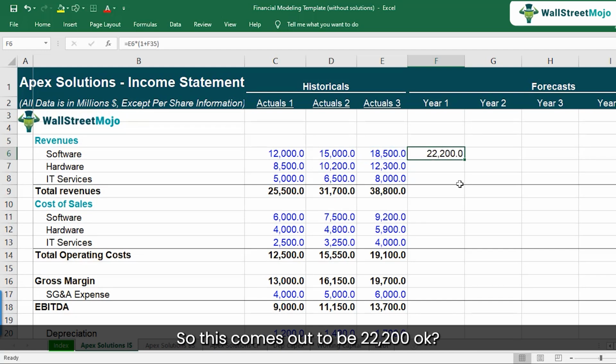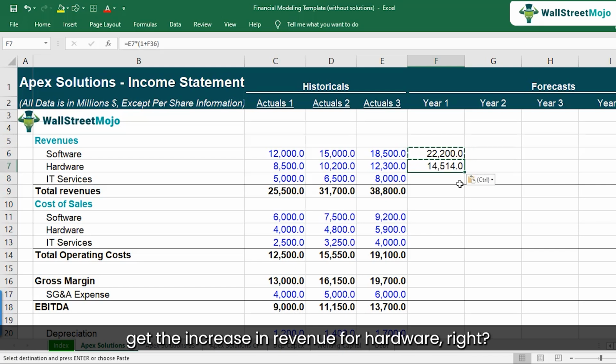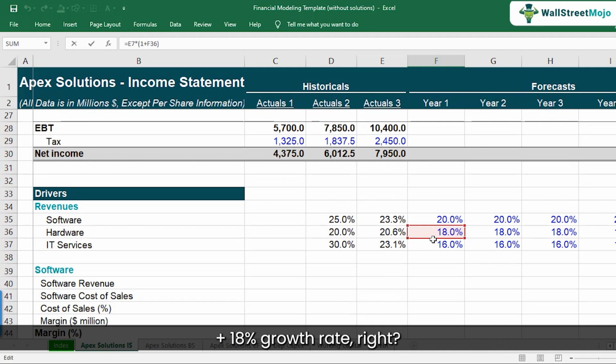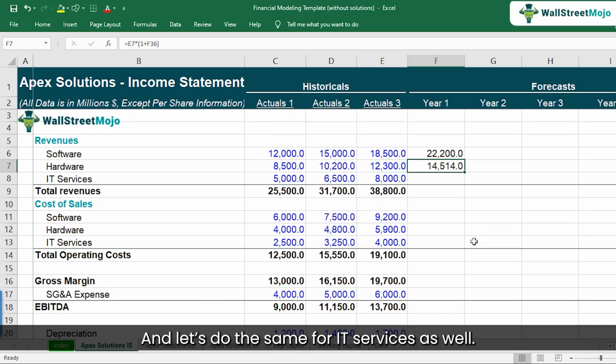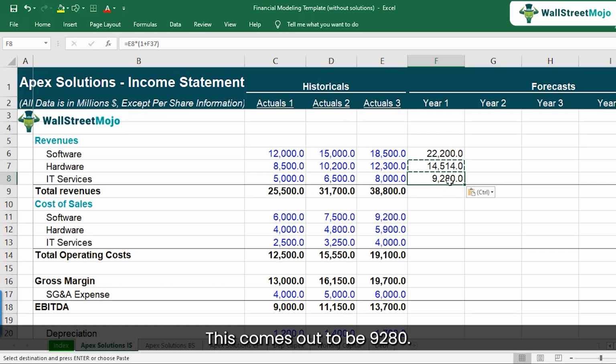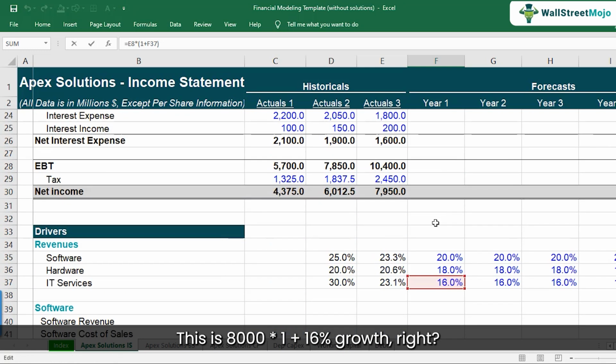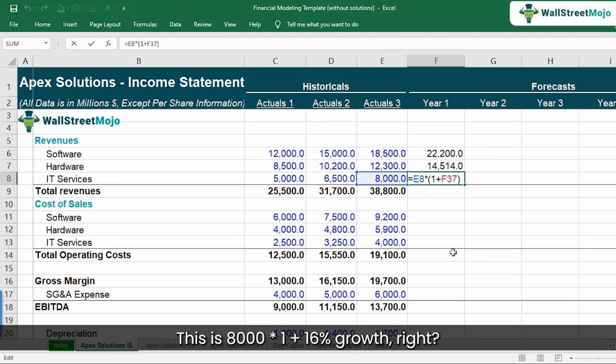So this comes out to be 22,200. If I copy and paste this formula to here, we'll get the increase in revenue for hardware. This will work like this: 12,300 multiplied by 1 plus 18% growth rate, right? And let's do the same for IT services as well. This comes out to be 9280. So let me check the formula. This is 8,000 multiplied by 1 plus 16% growth, right?